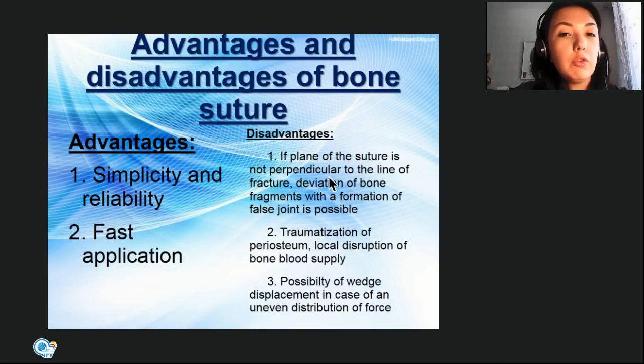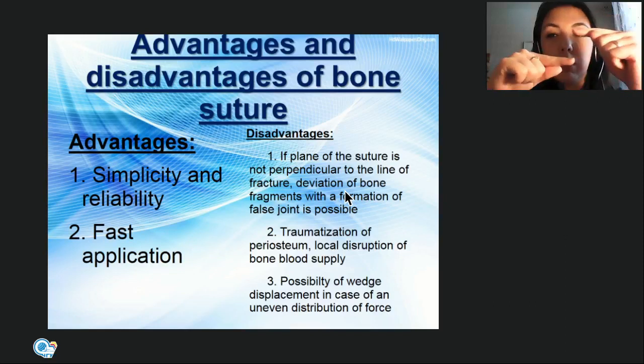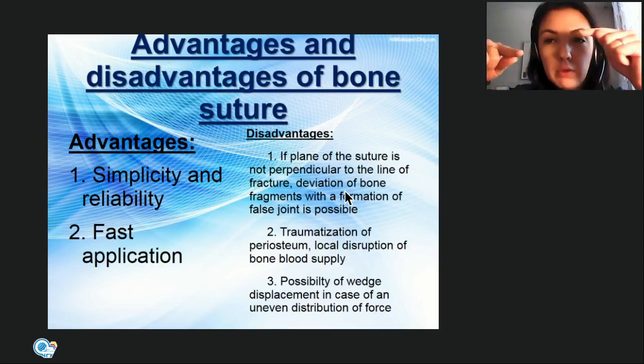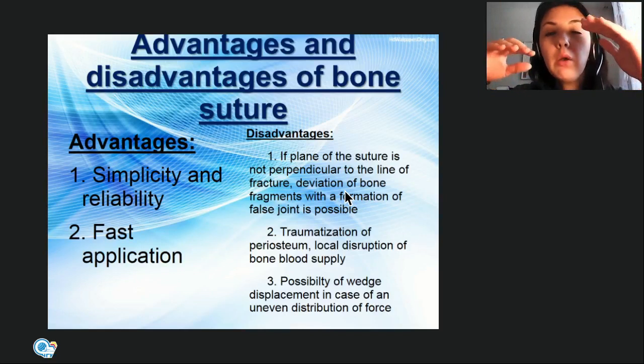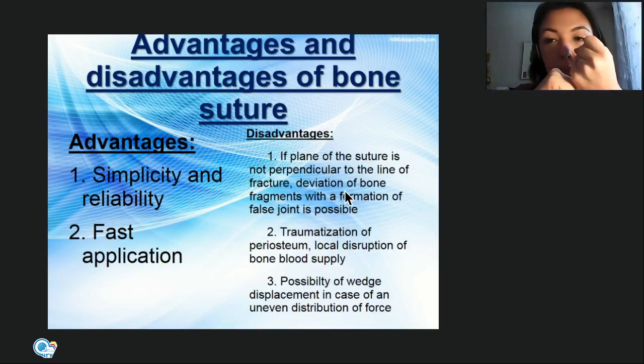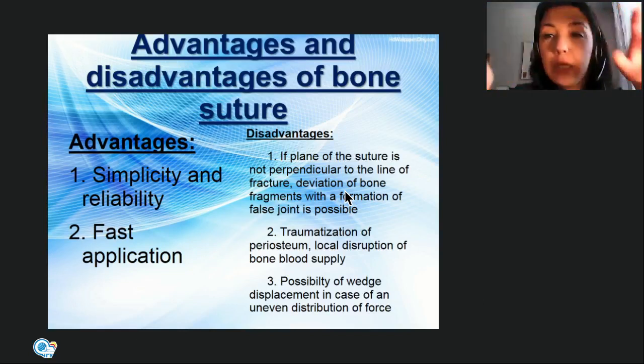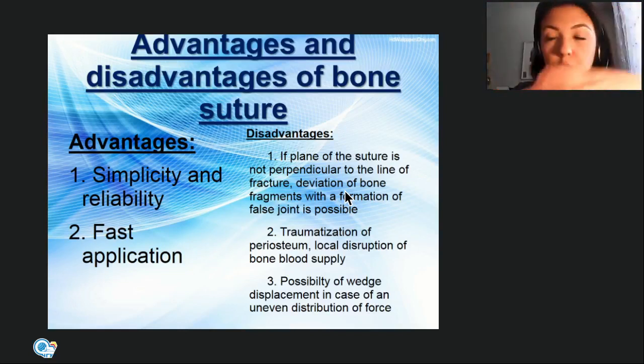If the plane of the suture is not perpendicular to the line of fracture, deviation of bone fragments with the formation of a false joint is possible. If it's not absolutely perpendicular, then automatically the margins of the ends of the bone will be pulled to different sides. There will be displacement after suturing and formation of a false joint.